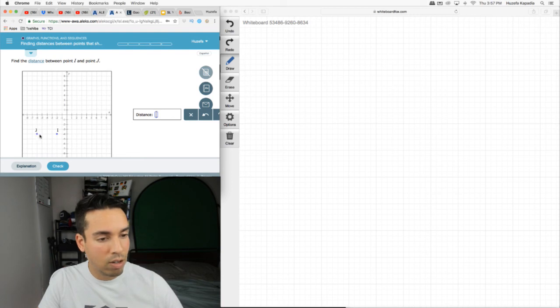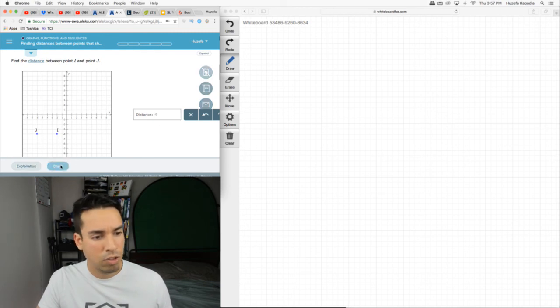All we got to do is literally count the number of grid spots over to the right. One is from the next. So if we look at J and I, we're just going 1, 2, 3, 4 across, and that's the distance. Super straightforward.